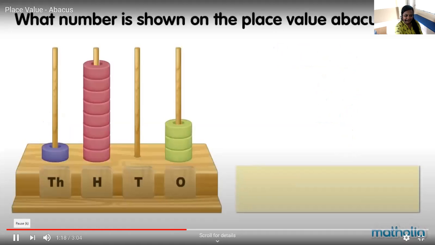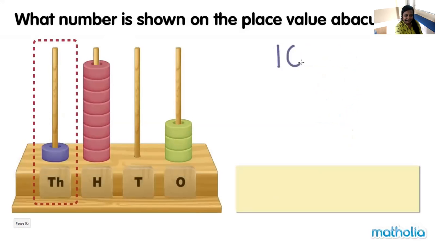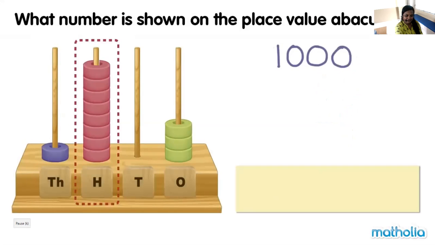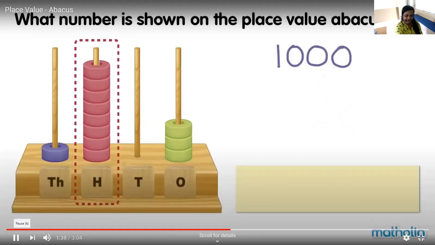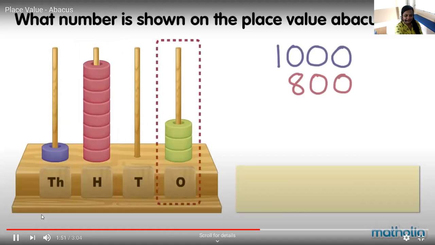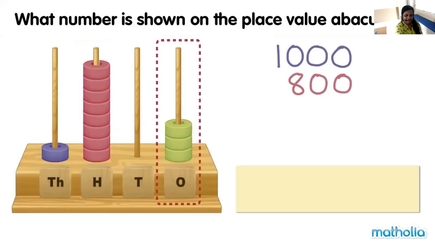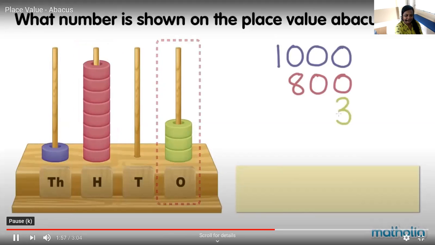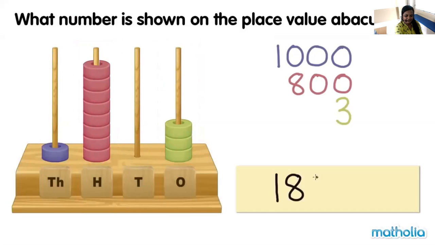What number is shown on the place value abacus? In the thousands place, there is 1 bead. The bead has a value of 1,000. In the hundreds place, there are 8 beads. The beads have a value of 800. In the tens place, there are no beads. The value is 0. In the ones place, there are 3 beads. The beads have a value of 3. The number shown in the place value abacus is 1,087. 803.